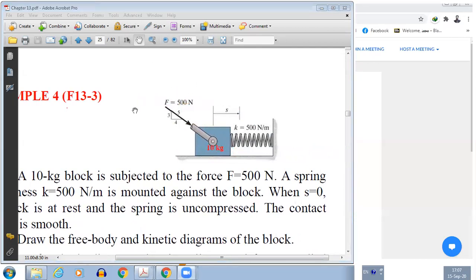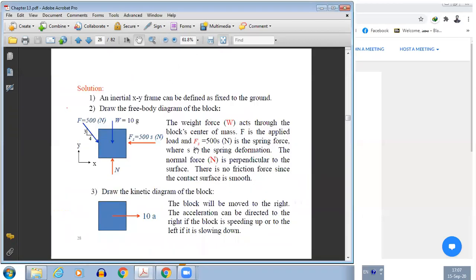So let's see the free body diagram for it. You see here, force is acting in this direction. There is the weight of the block, which will be acting down, and there will be a normal force acting up, and there is the force of the spring, which will be acting in the opposite direction. And then obviously there will be summation F equals ma. This is the kinetic diagram. Mass is 10, so it's 10a, and in this direction. So that's the kinetic diagram. That's the free body diagram. Anybody who did not understand, you can ask.